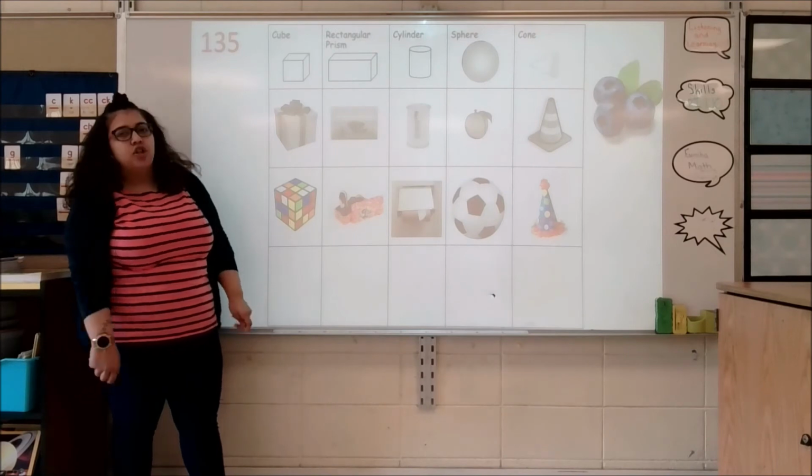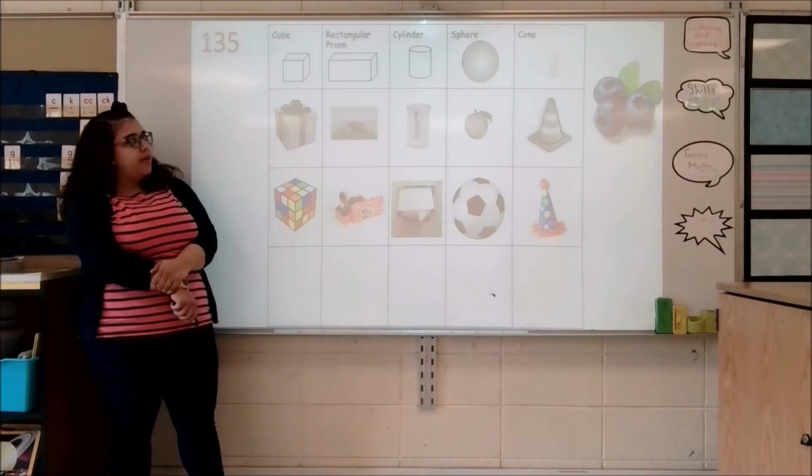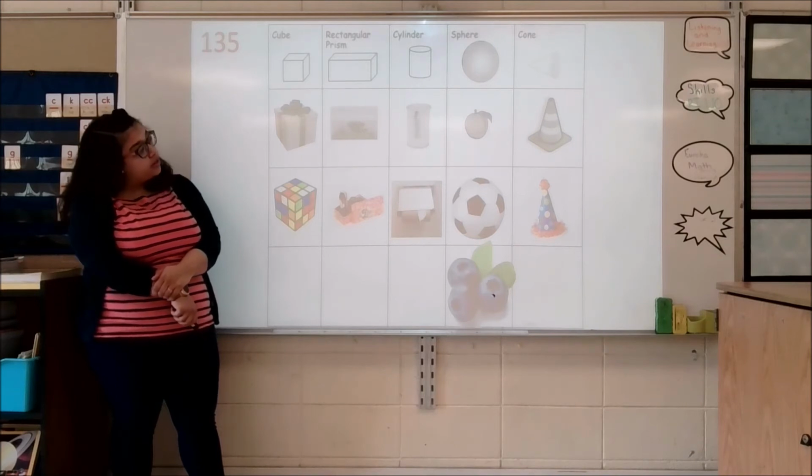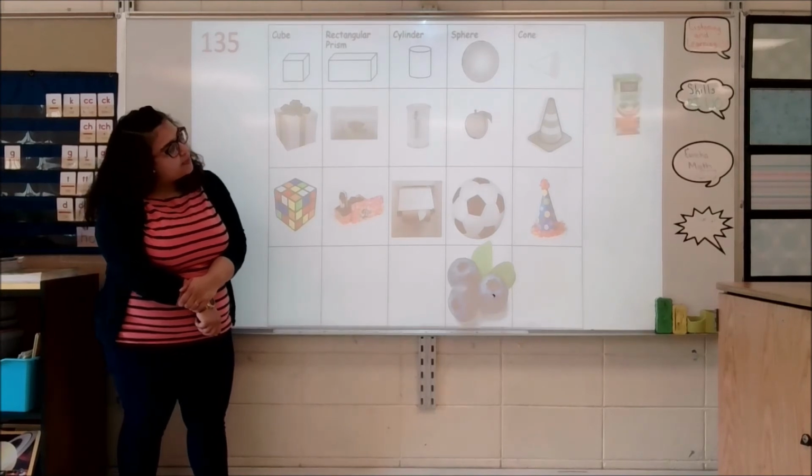What's that? Those are blueberries. Where do the blueberries belong? Sphere. They're round. You ever have blueberries at school and you gotta be careful? Because for one, they roll, and for two, they stain. I think the staining should be number one, because some stains are hard to get out.